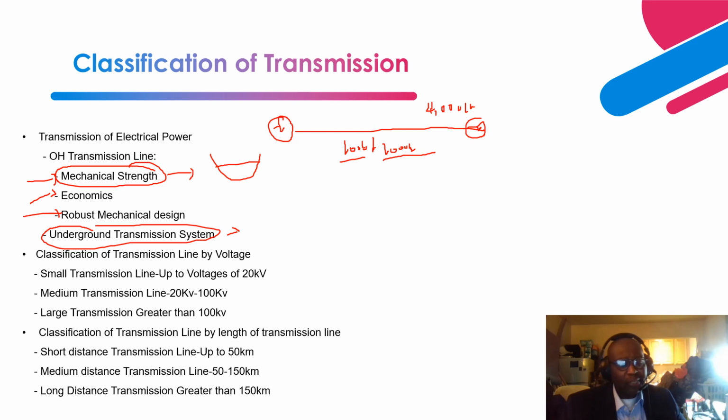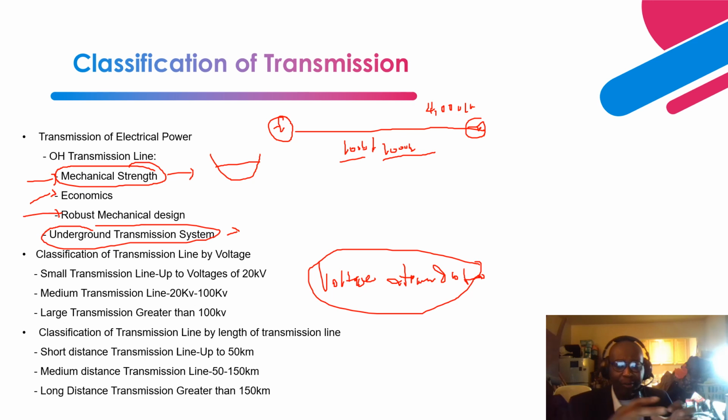Transmission lines can be classified based on the voltage level. As I explained in the previous slide, it is based on a combination of the voltage level and the transmission distance. These are the two criteria that form the basis of the classification of transmission lines.